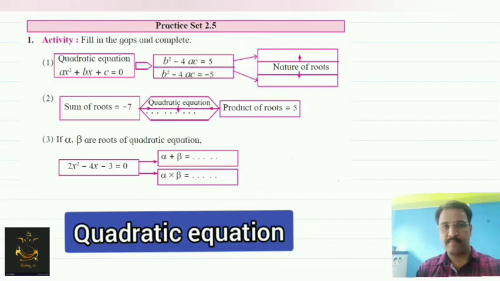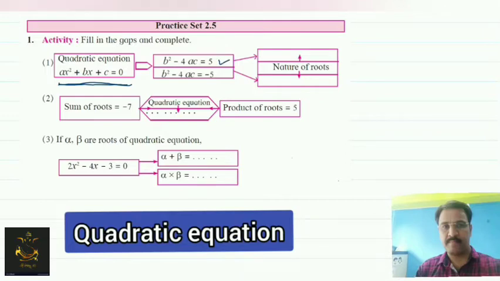Friends, we are going to start the practice set 2.5. In this practice set, the first sum is an activity example. In this example, they have given us one example, that is ax square plus bx plus c equal to 0. Suppose the value of b square minus 4ac is equal to 5, then what is the nature of roots?